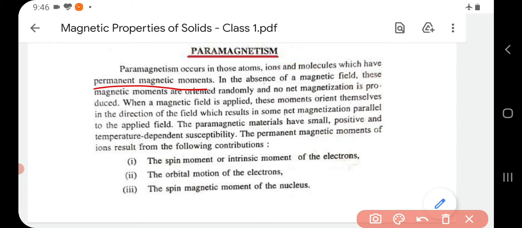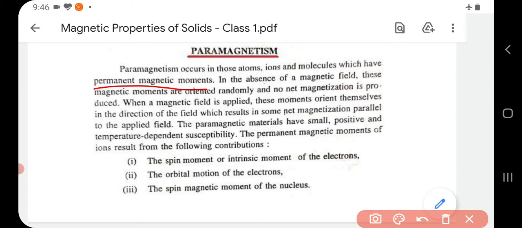But when you apply a magnetic field, what happens to these moments? They will orient themselves in a particular direction, that is, in the direction of the applied field. So you will get a magnetization, and the direction of that magnetization will be parallel to the applied magnetic field. Okay. Now for paramagnetic materials, the susceptibility is small, positive and temperature dependent.